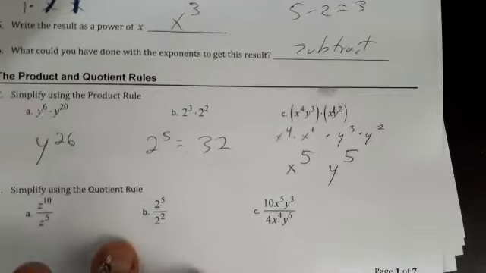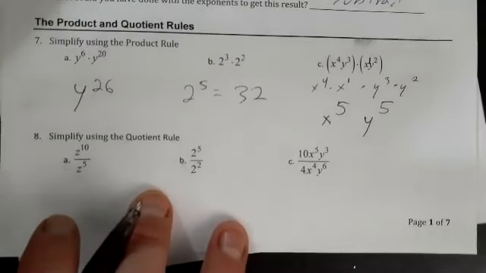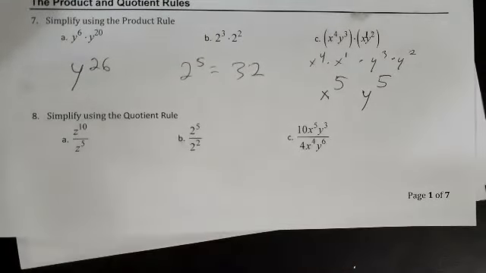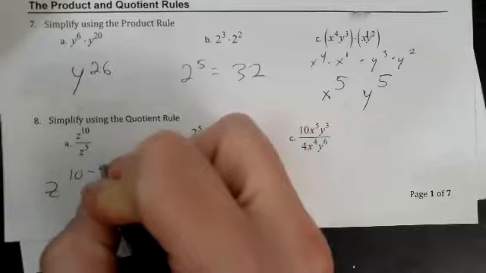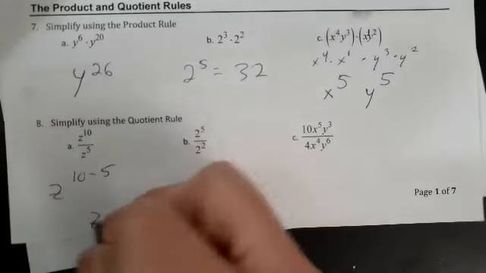So now, we did the product rule, we did some multiplying, now we want to look at the quotient rule. This is going to be z to the 10 minus 5. So this should be z to the fifth.